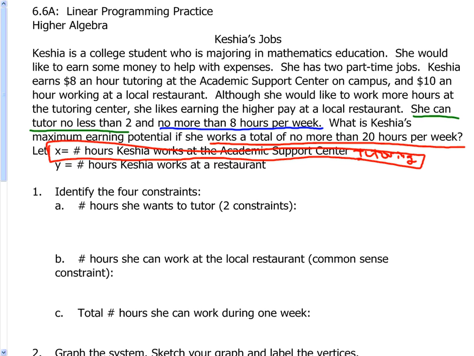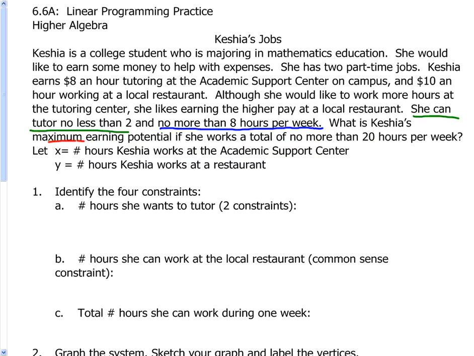And there's no mention of money at all. So don't mess with the money. Don't write an equation for the money until you get to the objective function thing. All right. So identifying the 4 constraints. Number of hours she wants to tutor. That's the green line and the blue line. See if you can write those 2 equations.